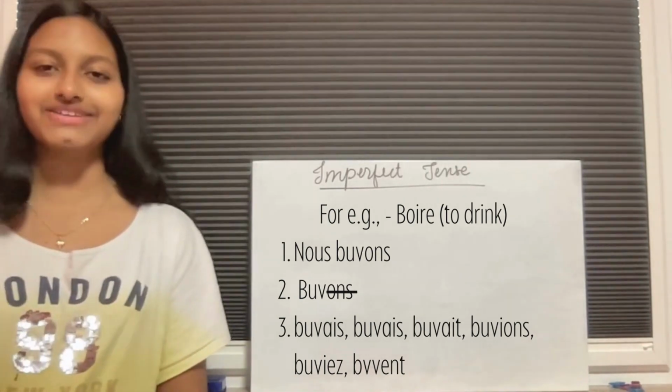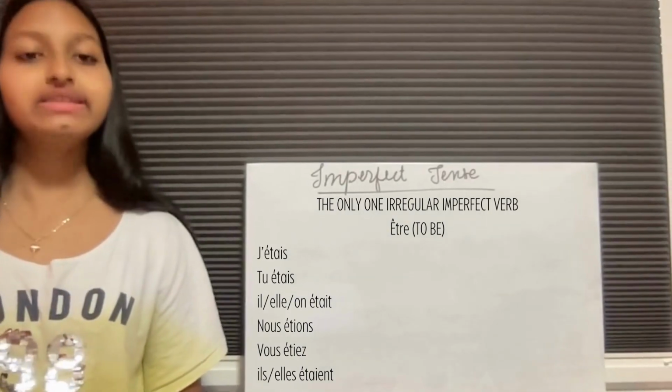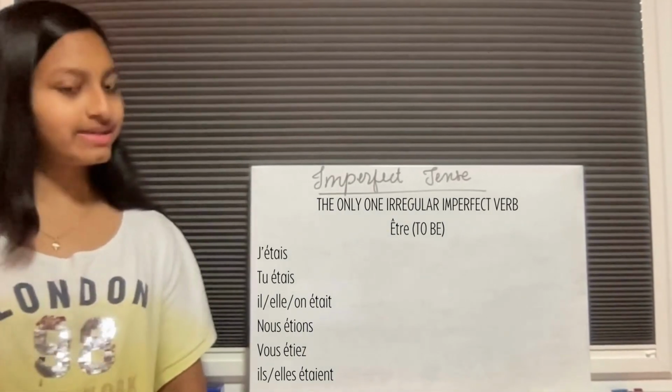The only irregular imperfect verb is être, which means to be. And this is the conjugation of être.